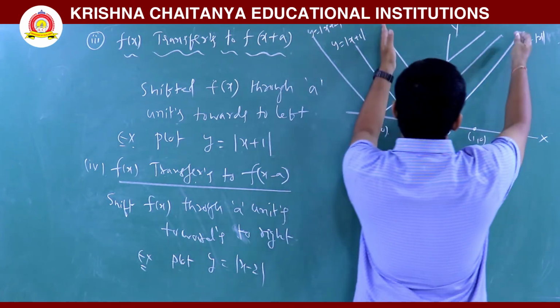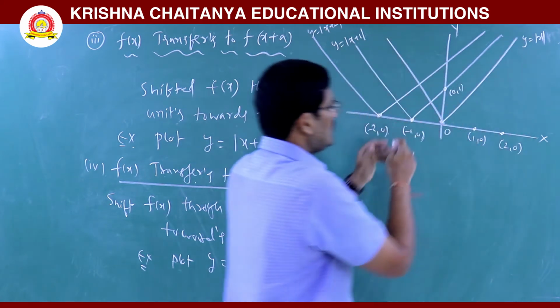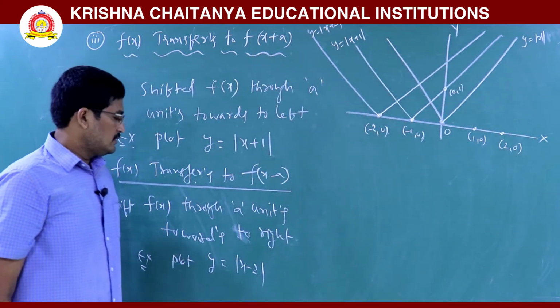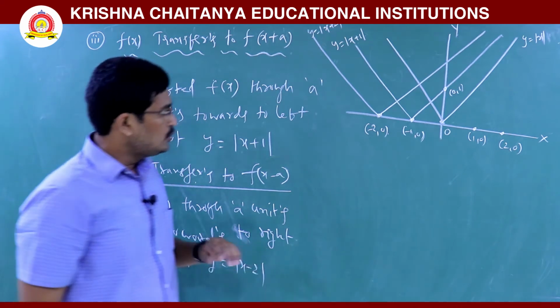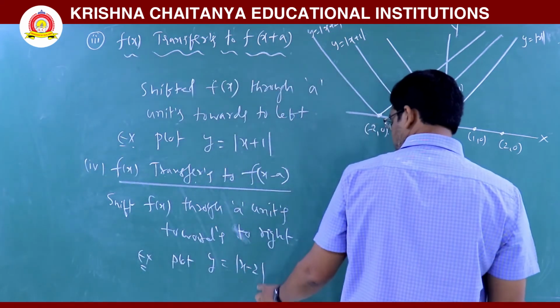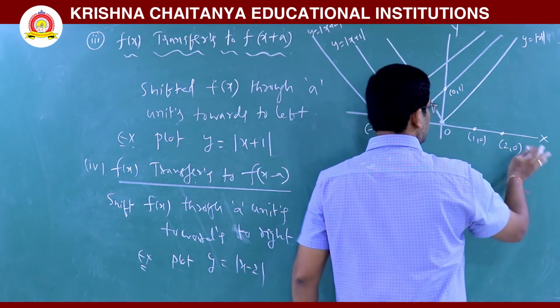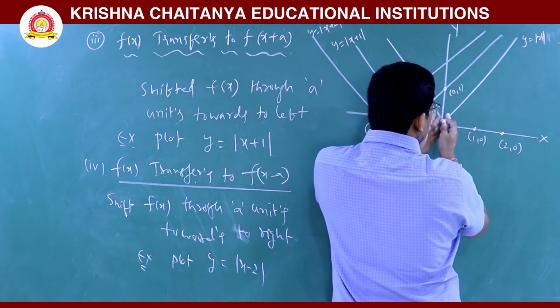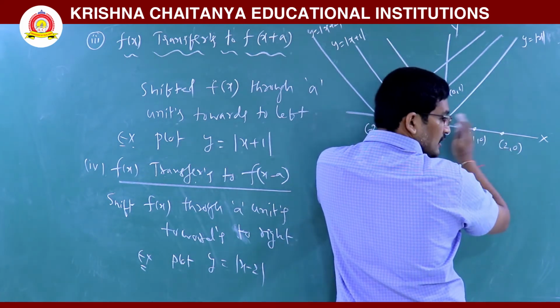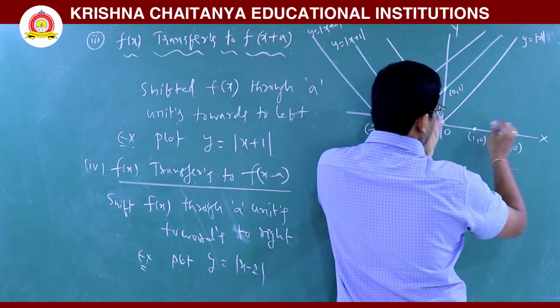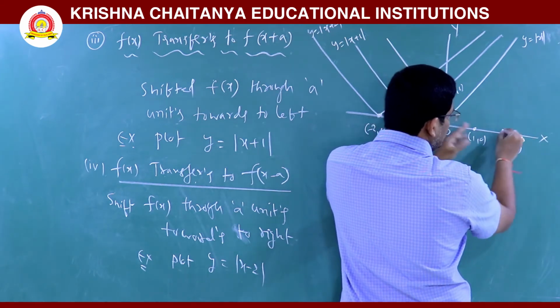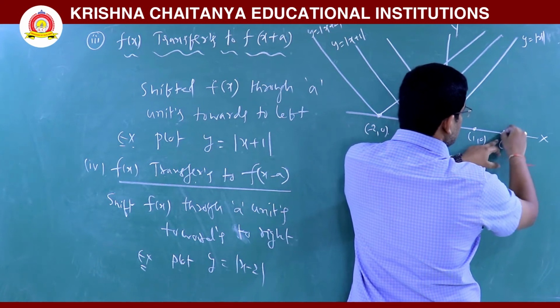Now you have to shift this curve. You have to shift this mod x curve. How many units? 2 units. You have to shift the mod x curve 2 units towards the right. So if this curve is shifted 2 units towards the right side, then this point comes to here. So this is a point now.